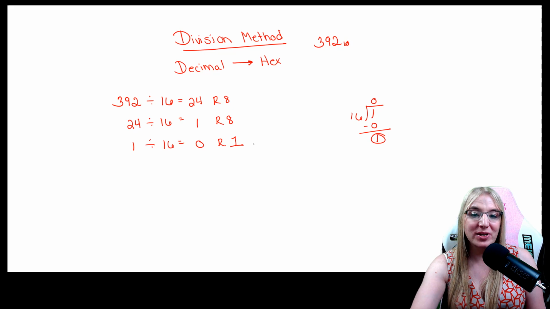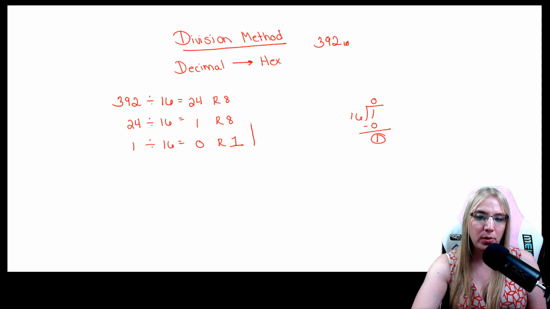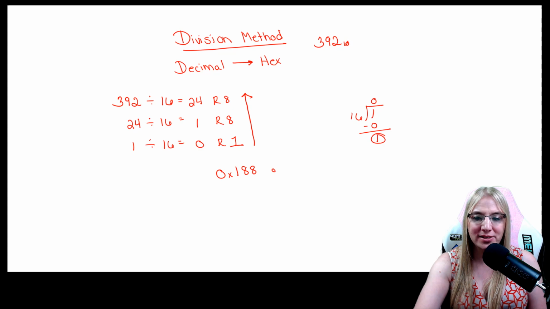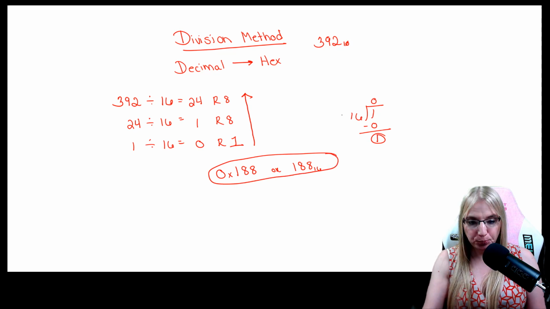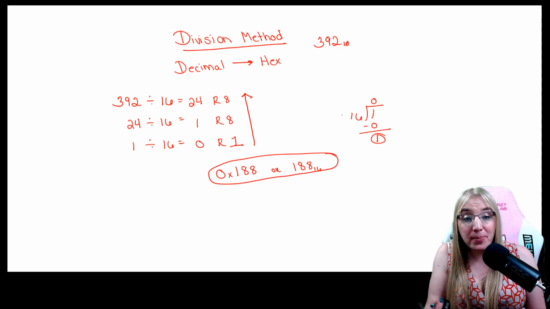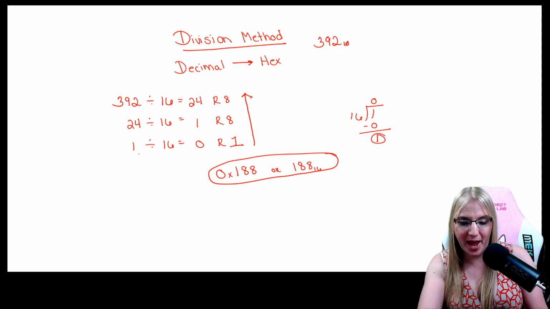And then, just like we've been doing all along, we're going to read it from the bottom up. So there, just like magic, this is our hex number: 0x188, also known as 188 base 16. And that is all there is to that, guys. So easy peasy. Now, if we want to go the opposite way, like let's say we want to go hex back to decimal, we could do that too. So let's say we want to go back the way we came.